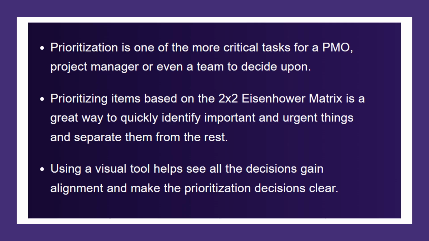So, what are the key takeaways of this particular video? Prioritization is one of the most critical tasks for a PMO, project manager, or even a team to decide upon. Prioritizing items based on the 2x2 Eisenhower Matrix is a great way to quickly identify important and urgent items and separate them from the rest. Using a visual tool helps in seeing all the decisions, gaining alignment, and making the prioritization decisions clearer.